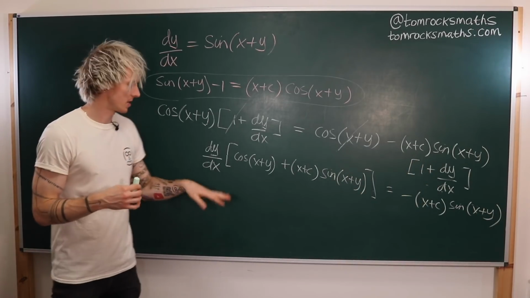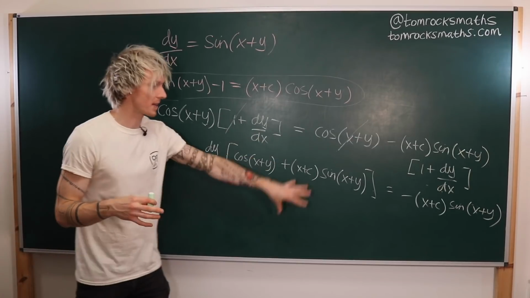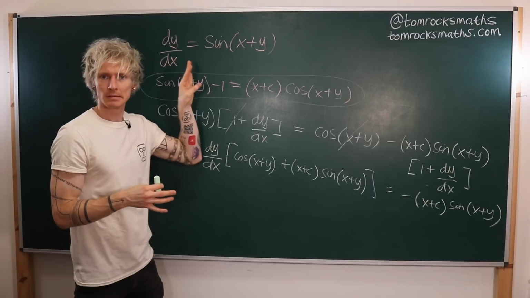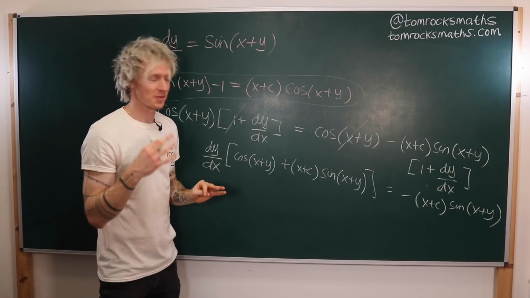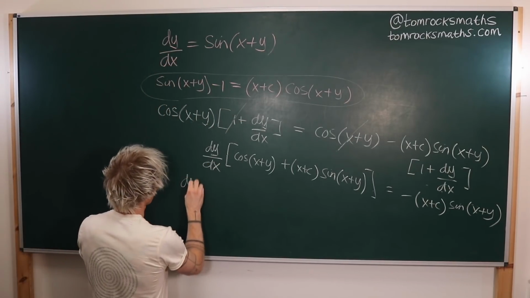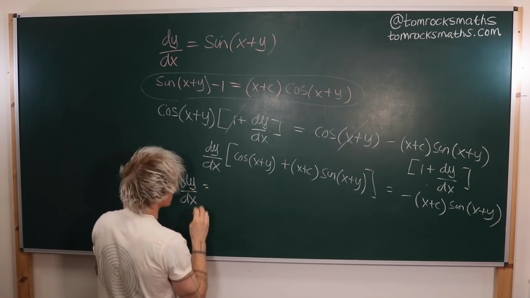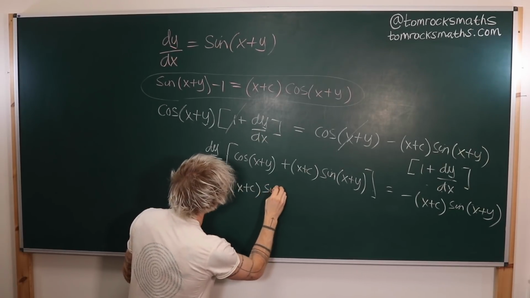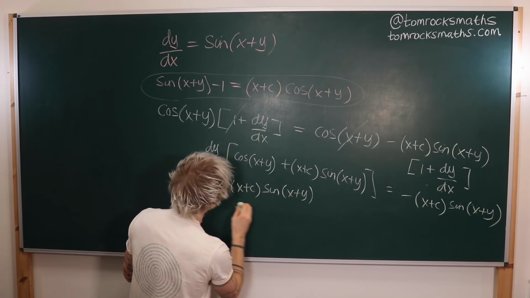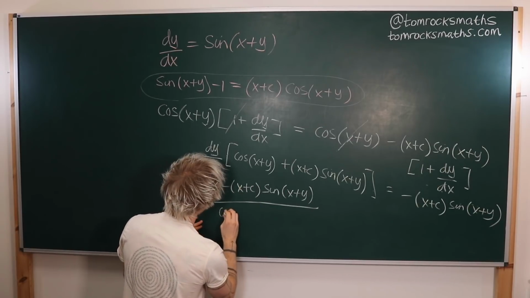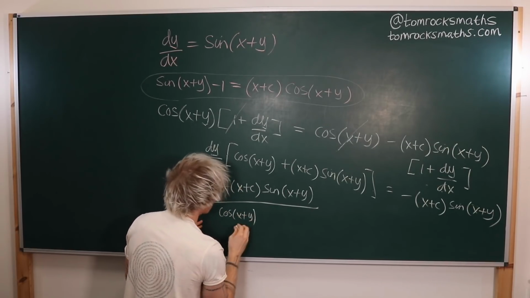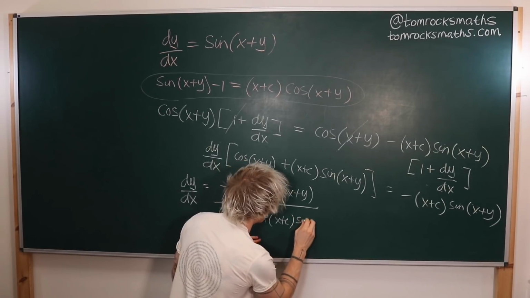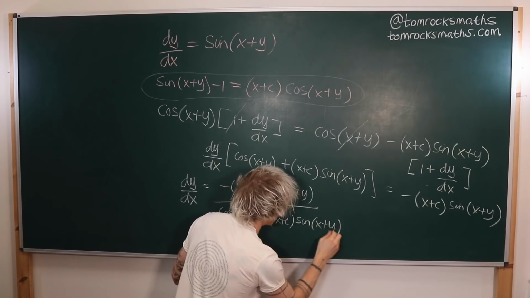Now that we've factored out the dy by dx term, we can divide by this and rearrange to get dy by dx equals something, which hopefully, fingers crossed, we can get to look like sine of x plus y. So I believe we're going to get dy by dx equals minus x plus c times sine of x plus y, all divided by cos of x plus y plus x plus c times sine of x plus y.